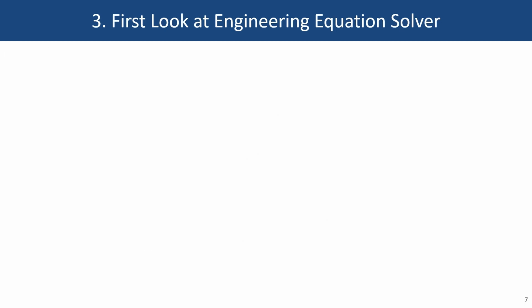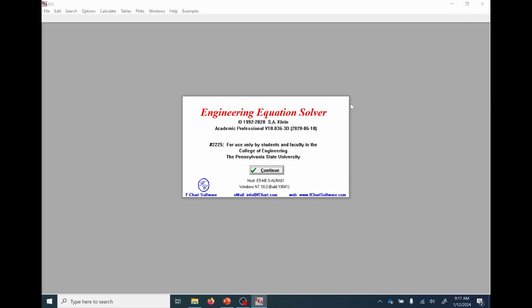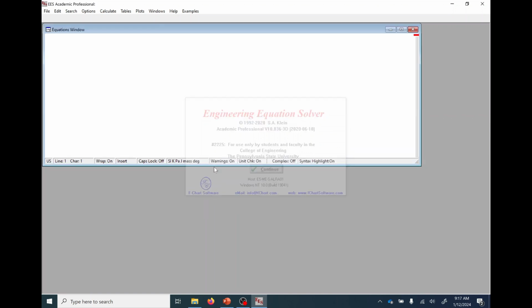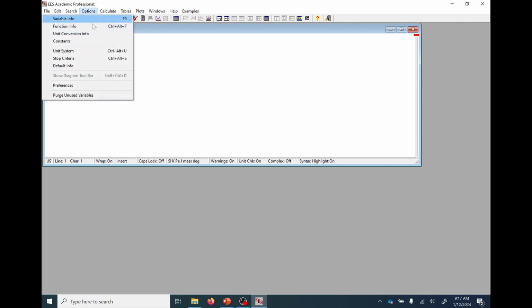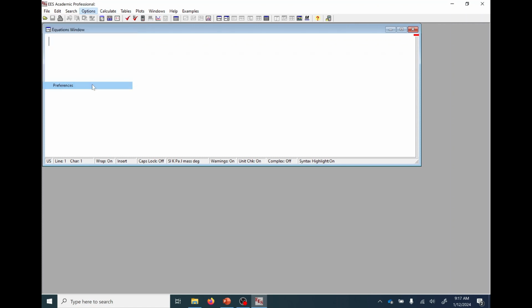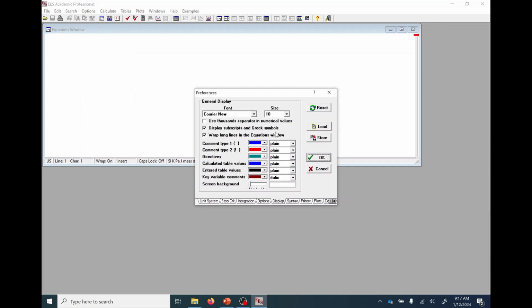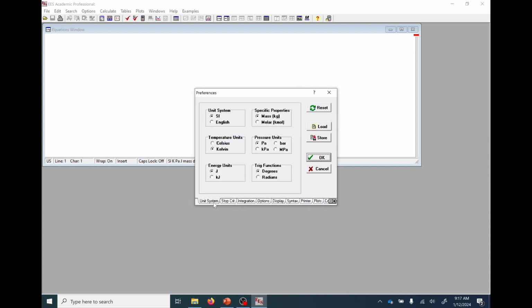Okay, so now let's take a first look at Engineering Equation Solver and see what we can do with it. The first time you open Engineering Equation Solver, you're going to be greeted with this screen. In particular, the first time you open it, you're going to have an extra option on the left that will let you set your unit system. If you ever want to reset or adjust your unit system, you can do that here. So if we go to Options, Preferences, under that we can adjust our unit system.